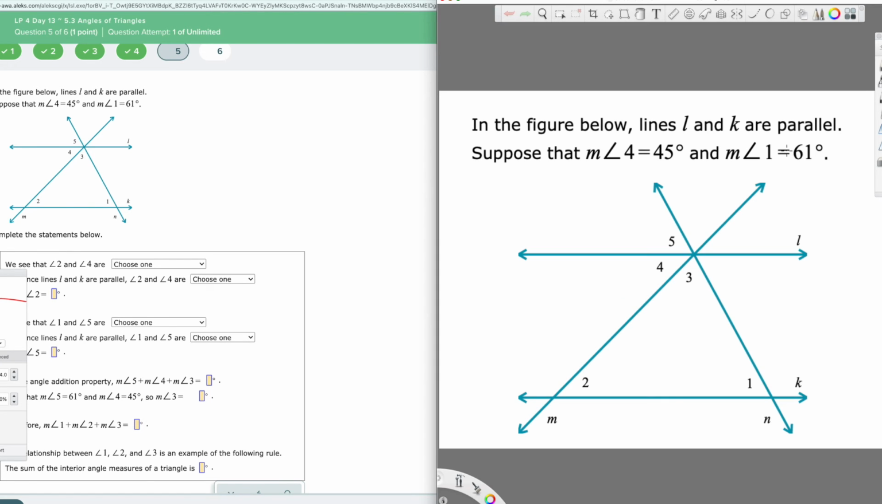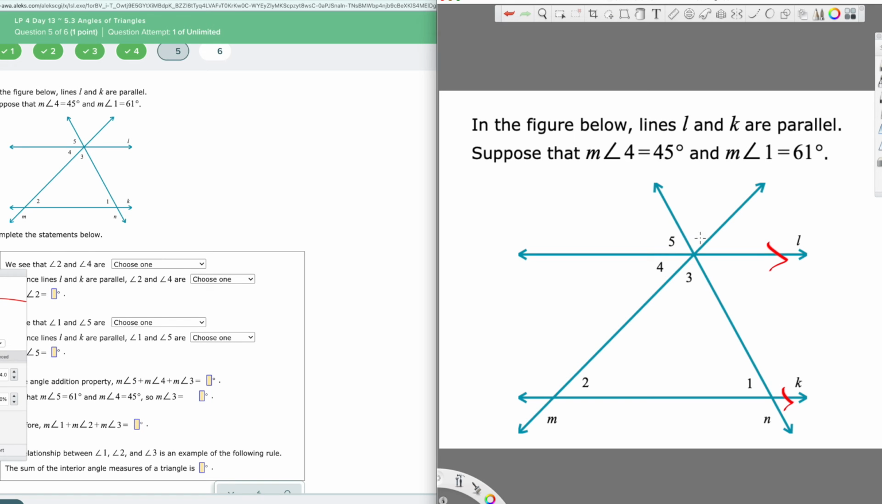Okay. So with this one, now I have the figure here, and we want to make sure we're paying attention to what it's saying. So lines L and K are parallel. So here's L, here's K. Those are parallel marks. When you see the arrows like that, doesn't matter what color they are, it means they're parallel.